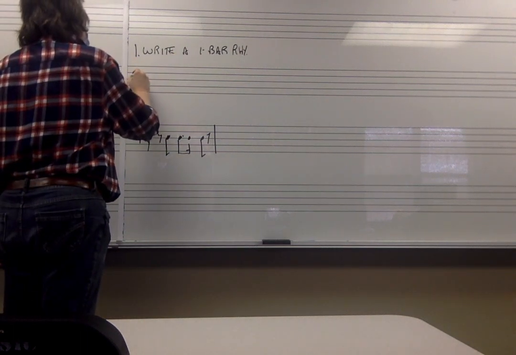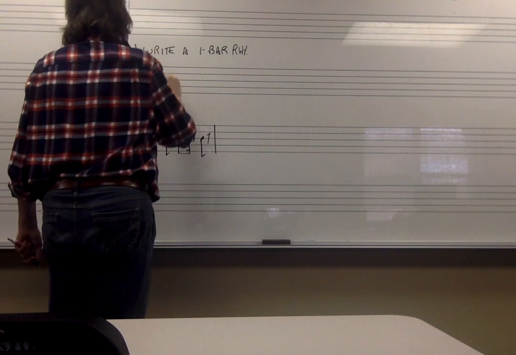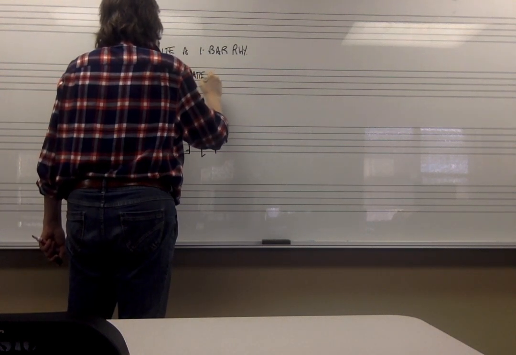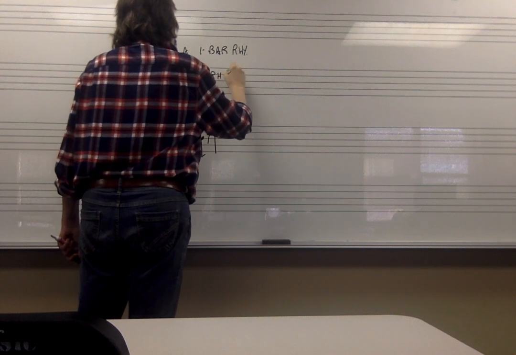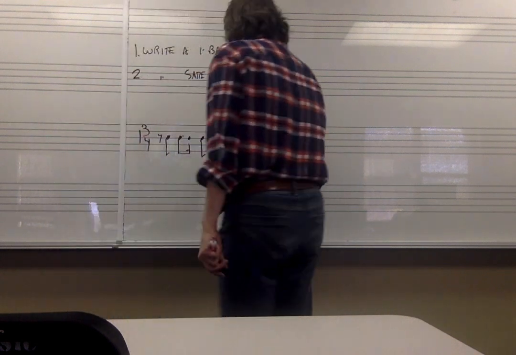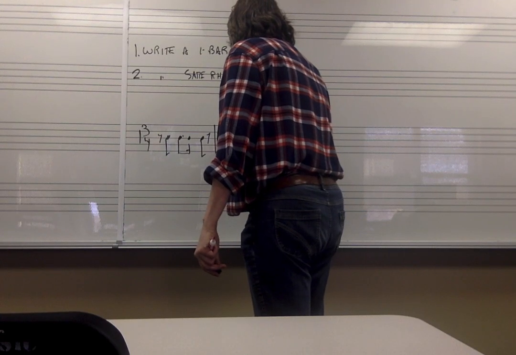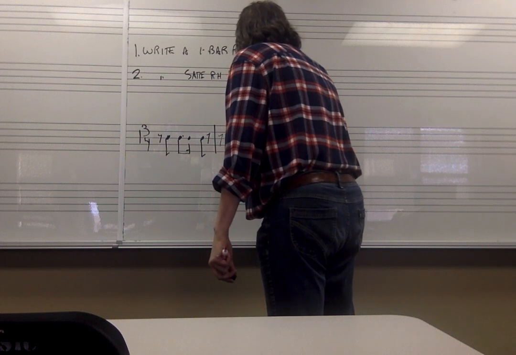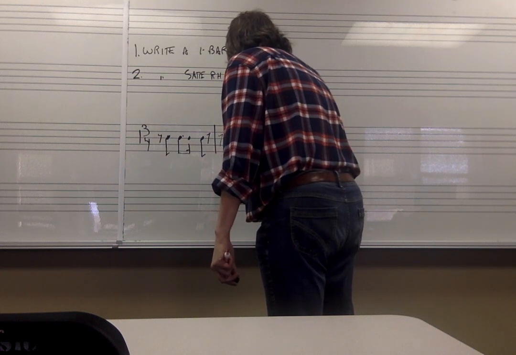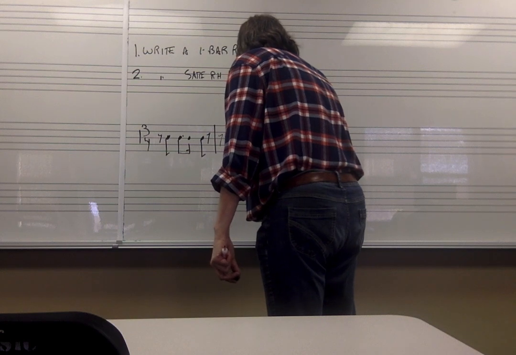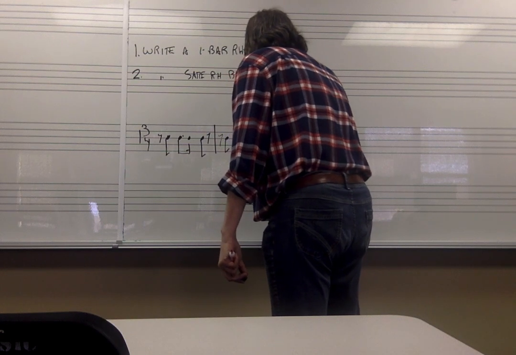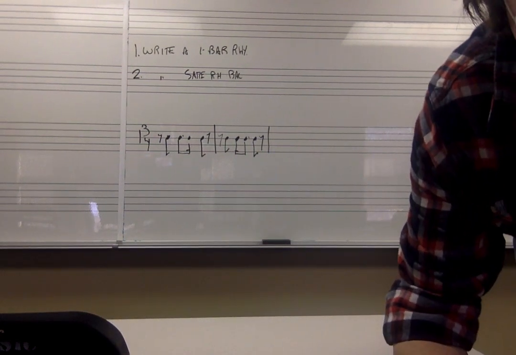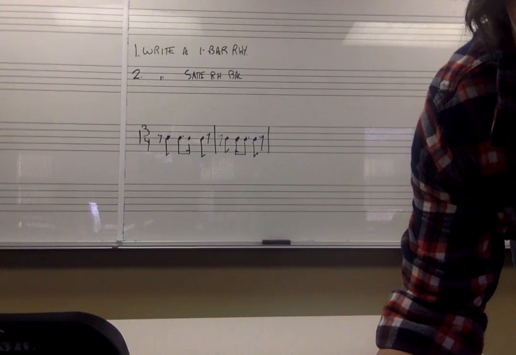Okay, and then your second step: write the same rhythm backwards, like so. 8th rest, 8th note, 16th note, dotted 8th, like so, and 8th note, and 8th rest. So you generate a 2-measure rhythm that looks like that.